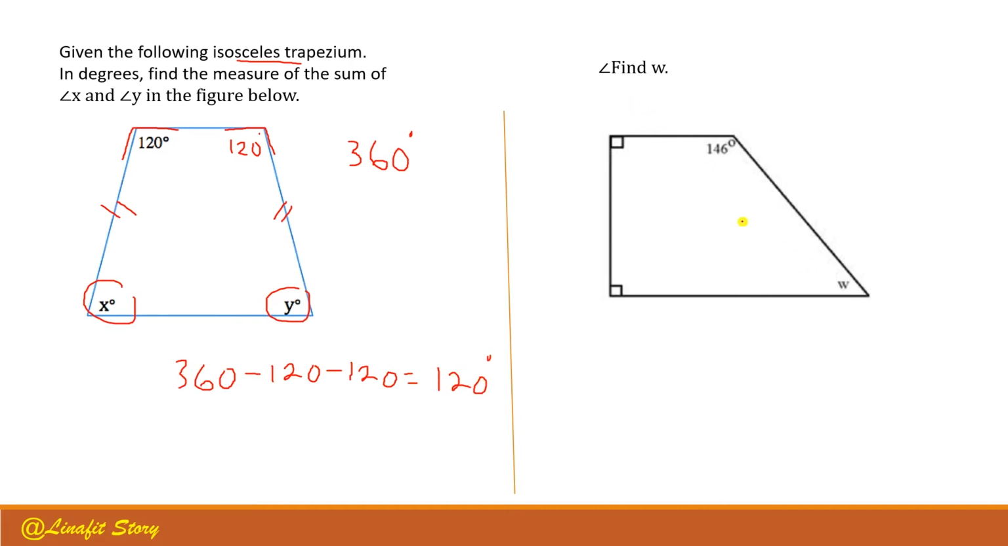The next, find angle W. This is a right trapezium, so this is 90 degrees, this is also 90 degrees. So to get angle W, it is equal to 360 minus 90 minus 90 minus 146, which is equal to 34 degrees.